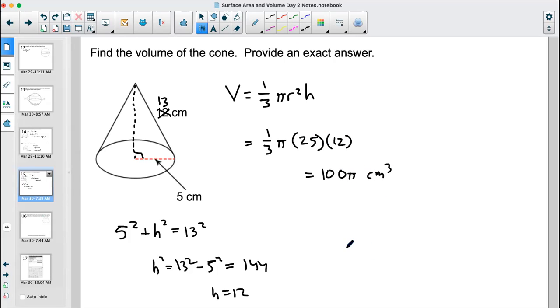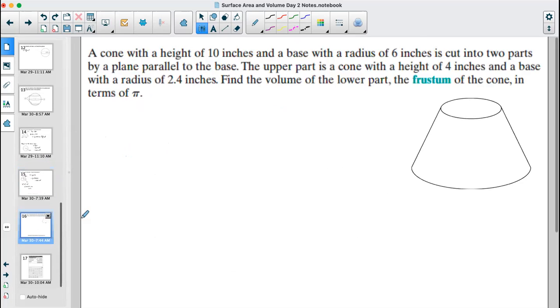So it's pretty much just an application of this formula with the added little piece that you have to find the height with the Pythagorean theorem. All right. Last problem.